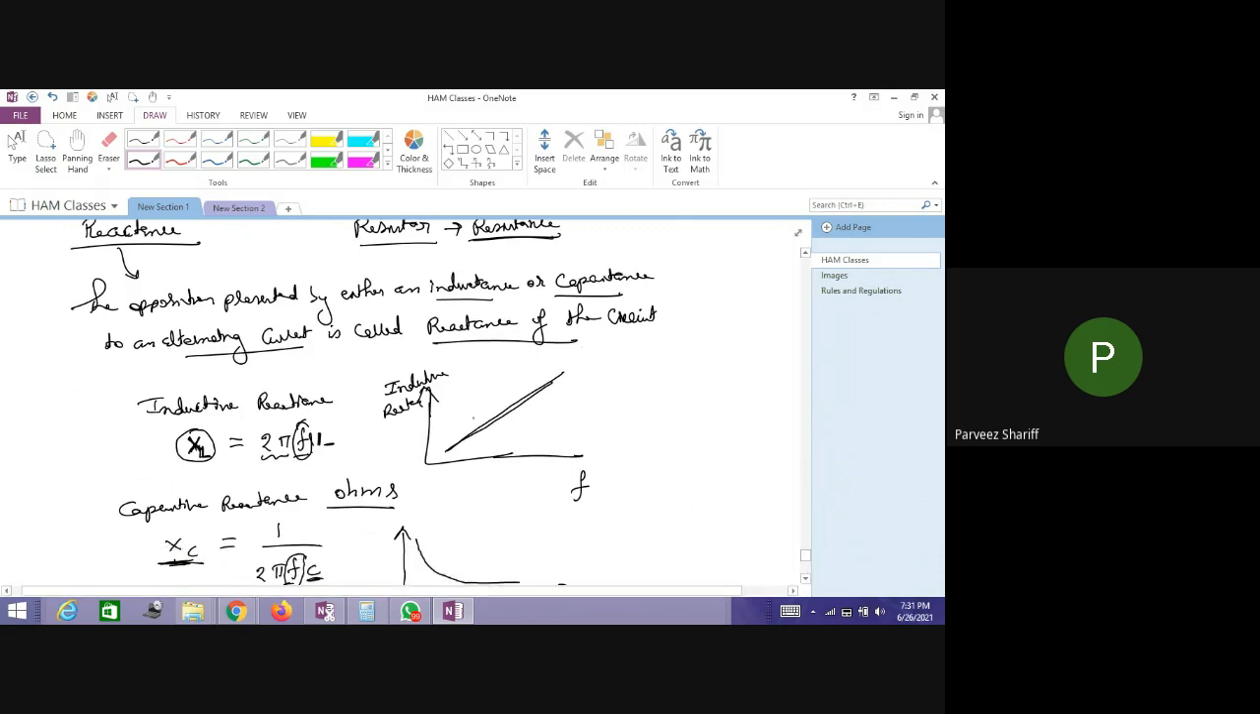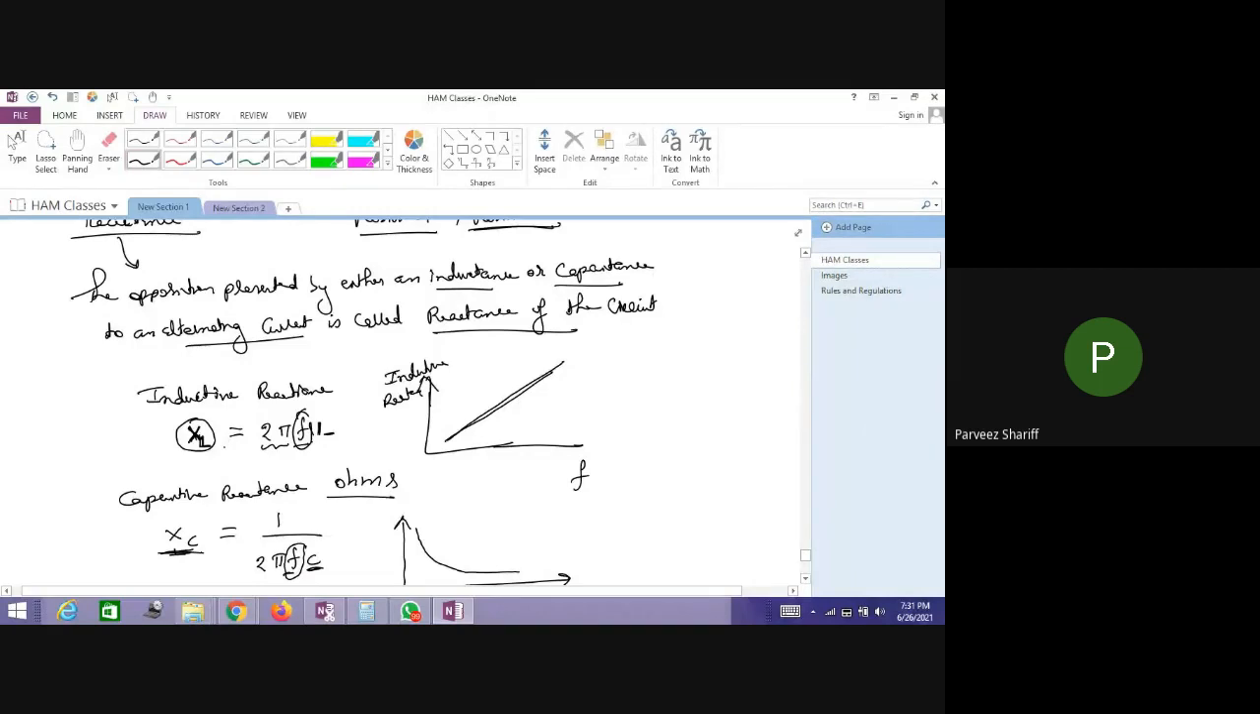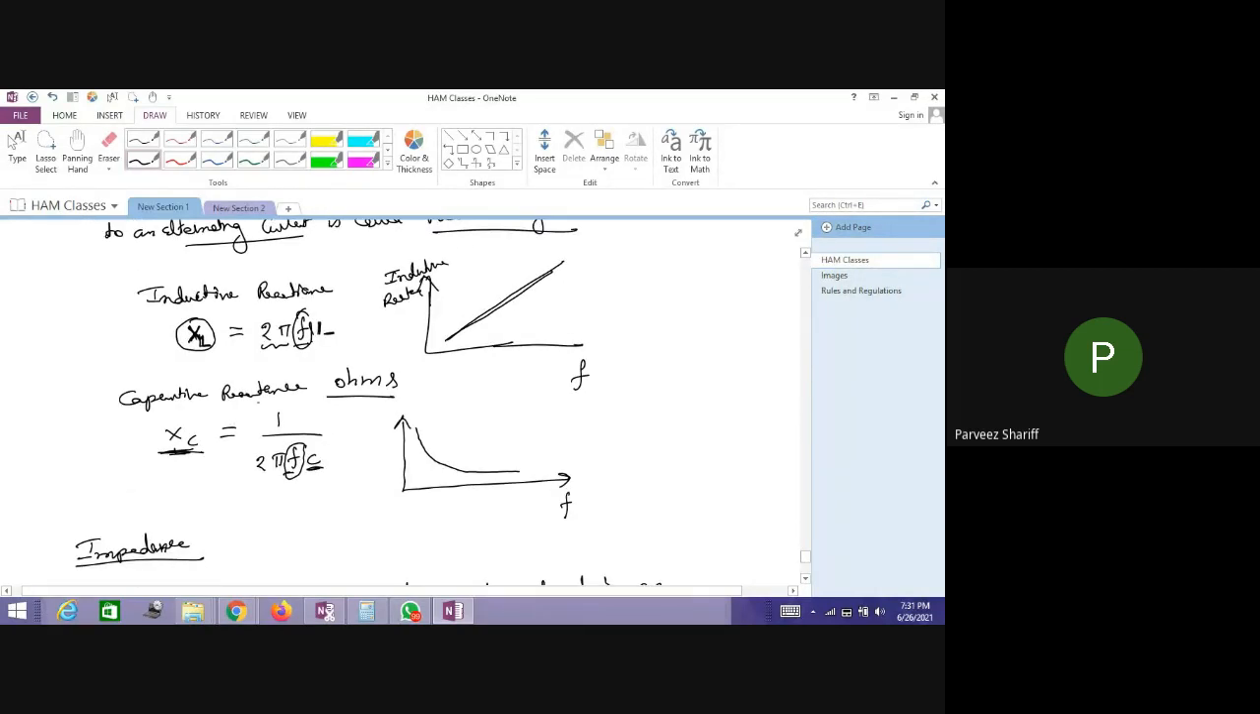For an inductor, we can write the reactance as XL equals 2 pi F into L. And for a capacitor, the reactance is represented as XC equals 1 by 2 pi F into C. In the capacitor, the frequency is inversely proportional to the reactance: as the frequency increases, the reactance decreases. Whereas in the case of an inductor, it is directly proportional: as the frequency increases, the reactance increases.